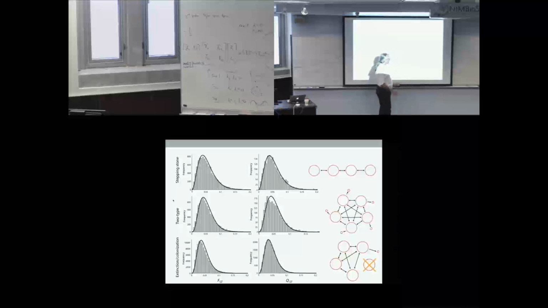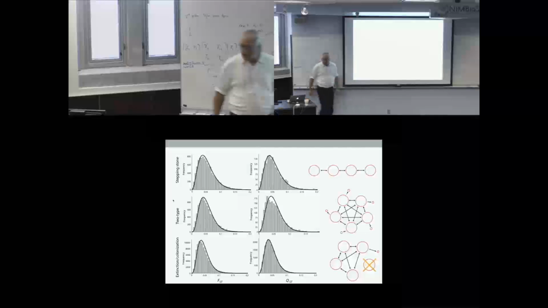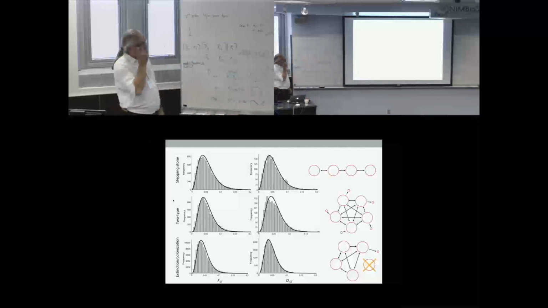But in the absence of knowing that, my main point here is that the distributions of QST and FST are similar regardless of that. And here's an extinction colonization model. Right. Okay. So that's it.